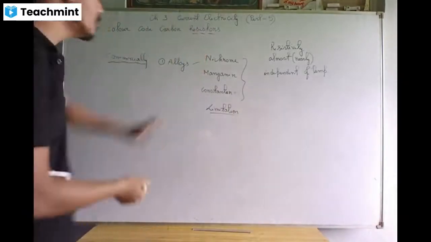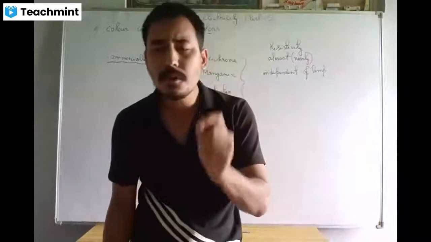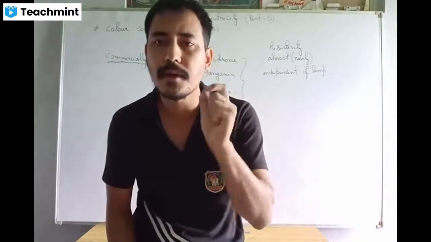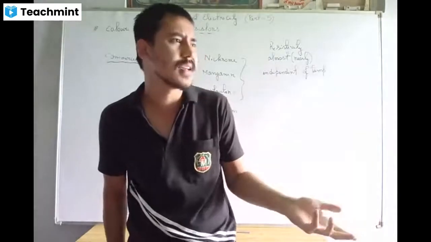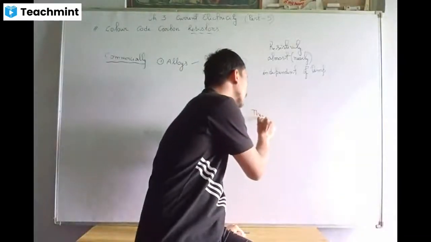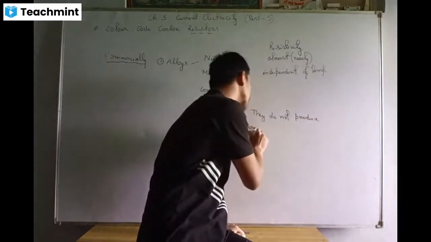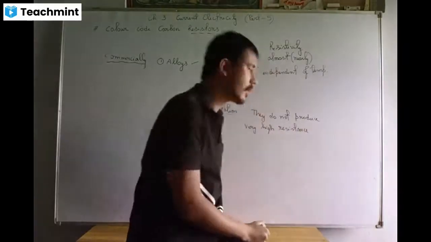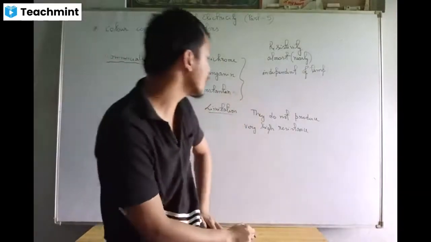There is one limitation of using these alloys as resistors, and that limitation is they do not produce very high resistance. They may produce like 50 ohm resistance, they may produce 10 ohm, 80, 100, but not beyond that. They do not produce very high resistance. This is the limitation, this is the drawback of using alloys as resistors.